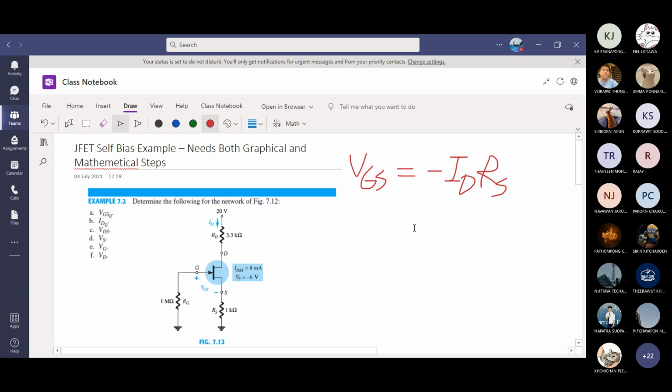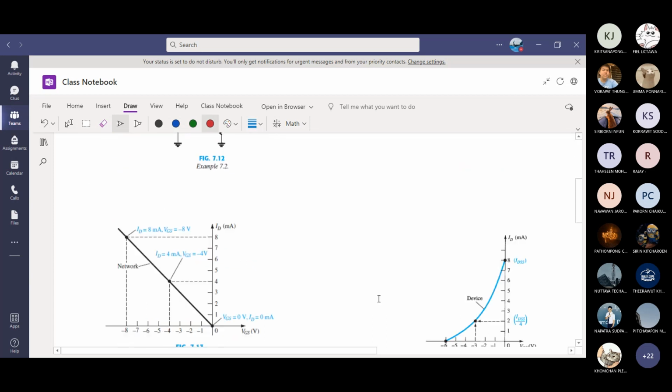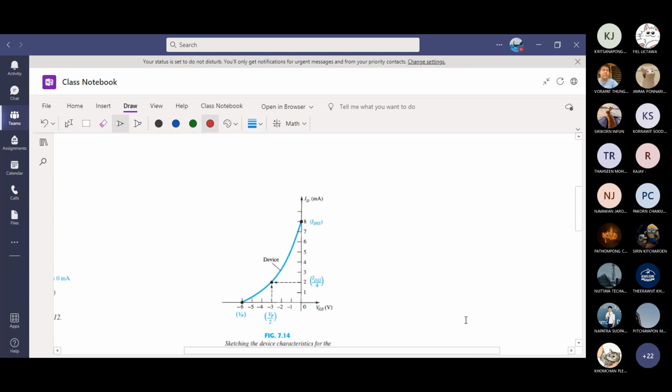And then you have to draw the characteristic graph here. IDSS is 8 milliamp, pinch off voltage is negative 6 volt. Let's see how the characteristic graph is drawn. When VGS is 0, ID equals IDSS. When VGS equals negative 6, means VGS equals VP, what is ID? Remembering the Shockley equation, it is 0.